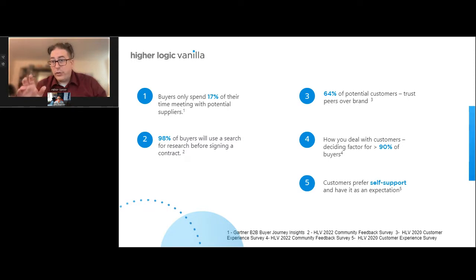And they're out there doing searches on Google and Bing and other places before they're coming to you. So it's kind of like, well, what are they going to end up on and see about your company before they sign that contract? And then the other thing that we found was they're also likely to seek out the opinions of other users. So we found that 64% of these potential customers, the people that are going to convert for you, are trusting their peers over your brand.